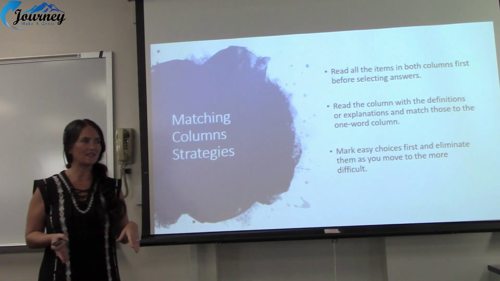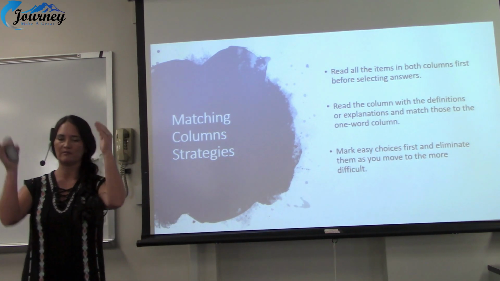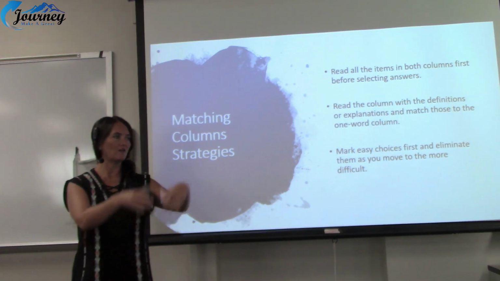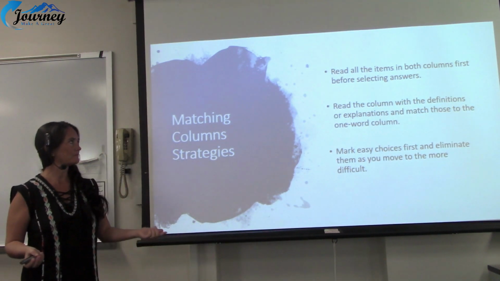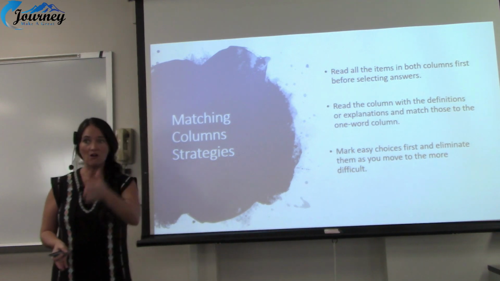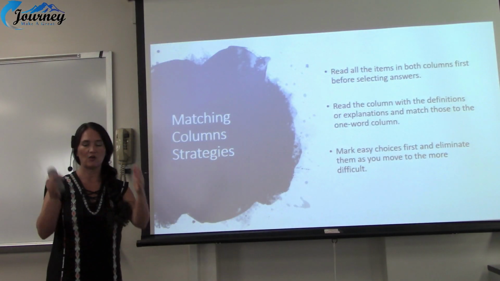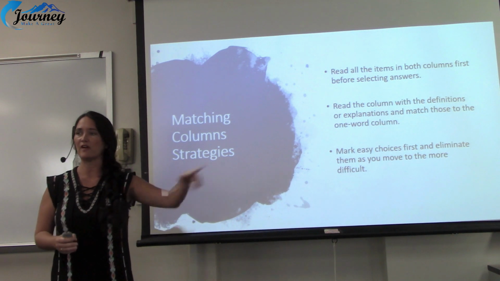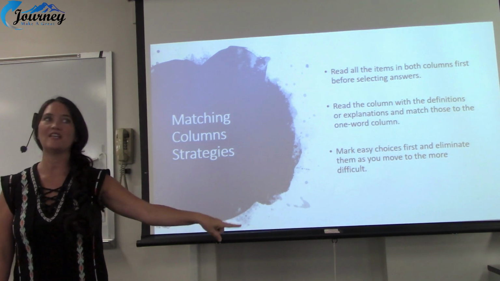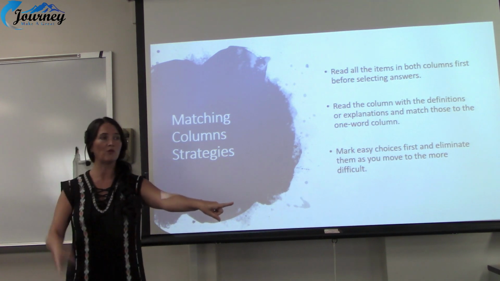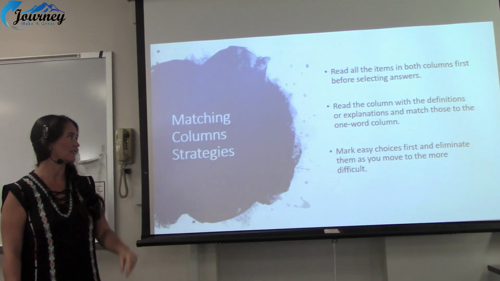Then we have these tests where you have to match columns. You have a column on the right-hand side and a column on the left-hand side, and you got to match them up. Make sure that you read all of the items in the column on both sides before you start matching them up. And this is a great tip right here: read the column with the definitions or the explanations and match those to the one-word column. So if you've got one column that just has the one word and you have to find the definitions on the other side, go to the definition side and then look for the one word to match it up. So start on that side first.